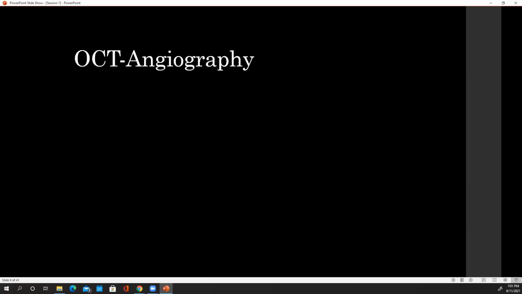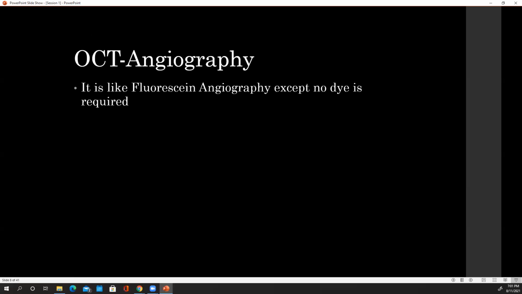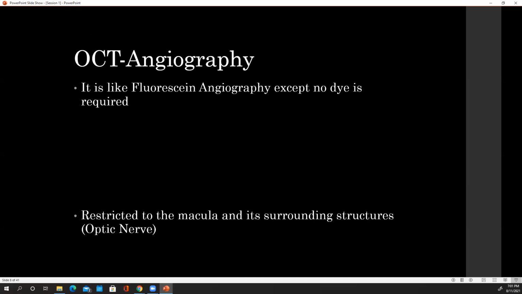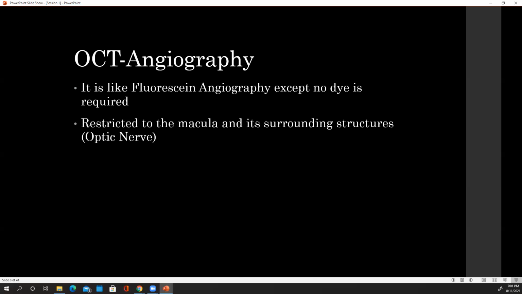Okay, so now let's go to OCT angiography, which is the new kid on the block, and it's something that it's good for you to know. So one of the things is that it's like fluorescein angiography, but no dye is required. So this is like amazing, right? I mean, we love that. That's already a win, and it's an advance, but it's still restricted.